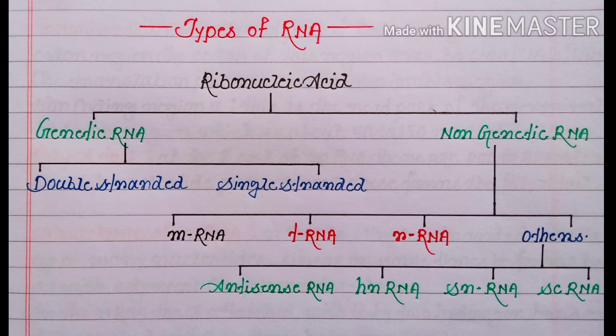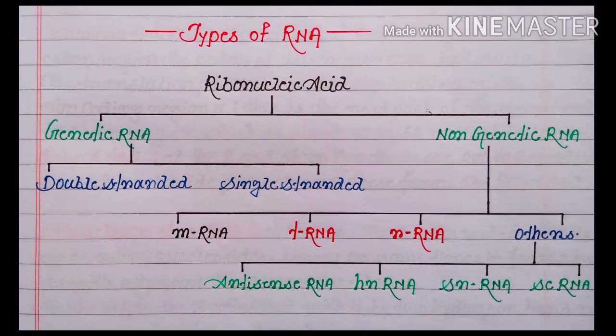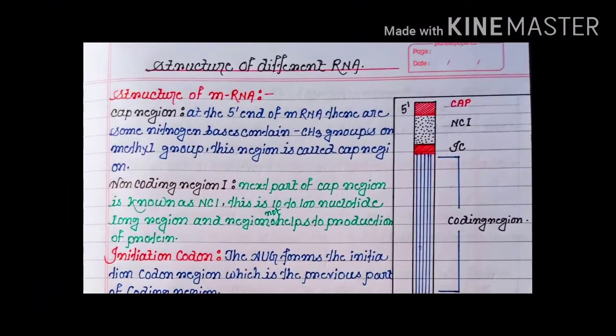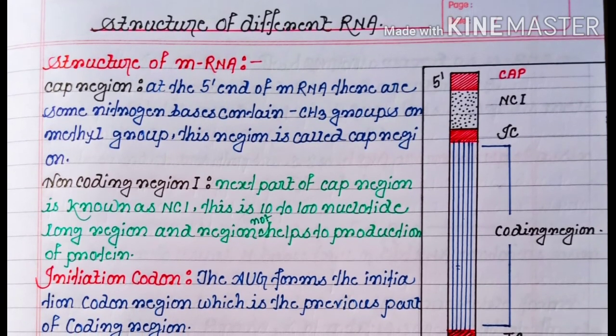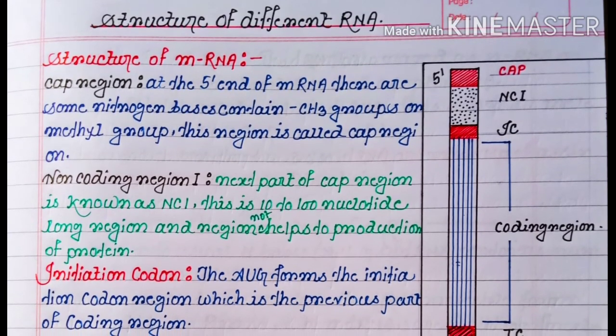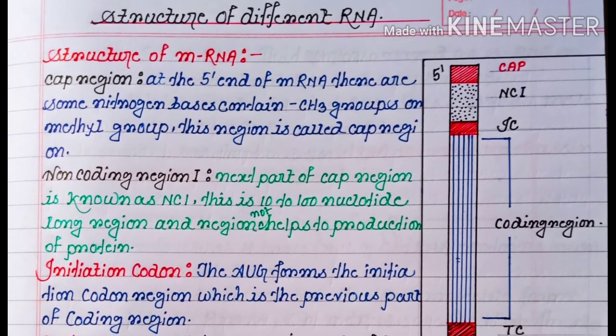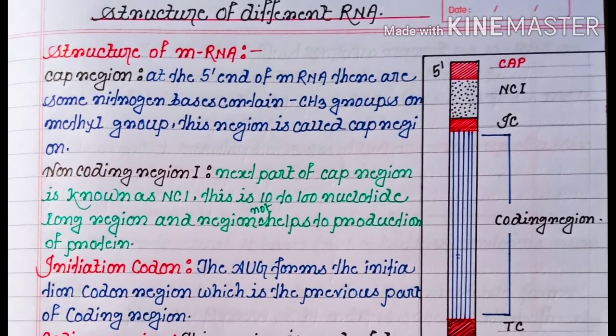The genetic RNA helps to carry the genetic material from the previous generation to the next generation, whereas the non-genetic RNA plays an important role during protein synthesis. Now let's talk about the structure of different RNAs. First, the structure of mRNA.